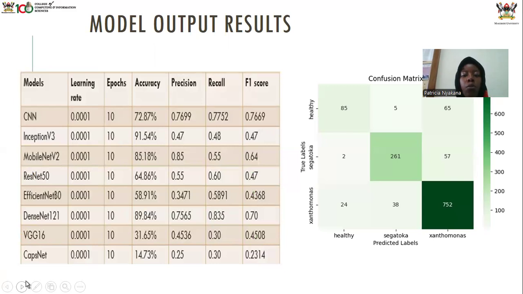So for our model output results, these are the models that we were able to train. And the best performing one, the one that performed better on the test data, was the MobileNet V2. It shows an 85.18% accuracy on the validation set, but on the test set, it shows a higher accuracy than that. So we decided to go with it. And also the reason that we used MobileNet was that it classified most of the images correctly in their different classes.